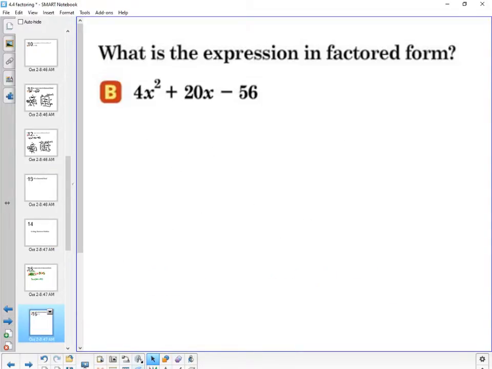So for this one, it's not really any different. We're going to factor 4 out. So we're going to get x squared plus 5x. What's 56 divided by 4? 14. So we got that. Does that work? I divided that by 4. Yeah, I took out a factor of 4. So 4 times all of that will give me this back.